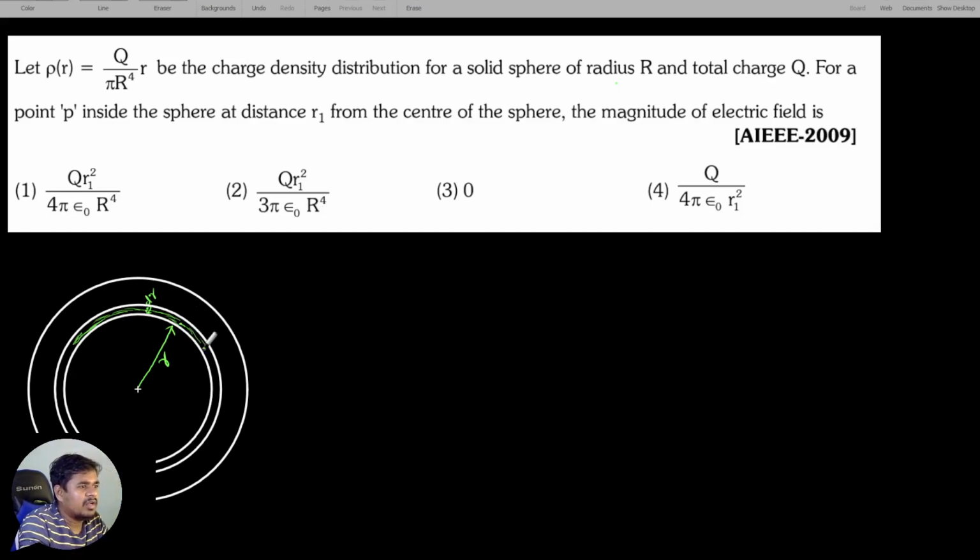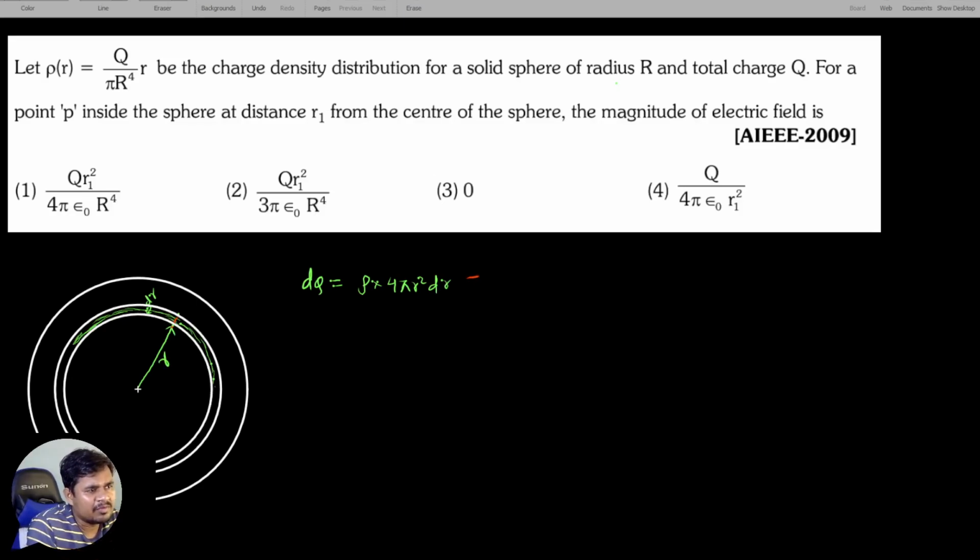Now if I calculate the amount of charge enclosed in this strip, that is dq. So dq I will be writing as 4 pi r square dr times rho. Remember, rho is not constant here, rho is variable, but for this small distance from r to r plus dr we can assume rho to be constant because this distance is very small.